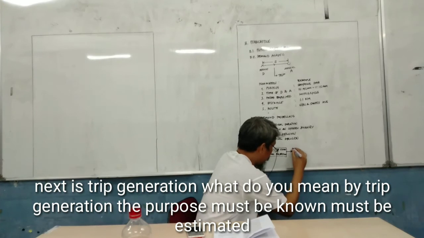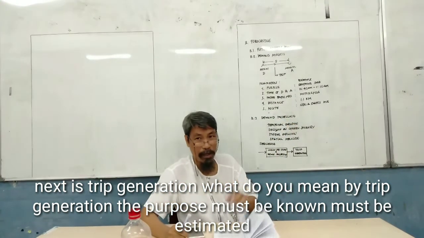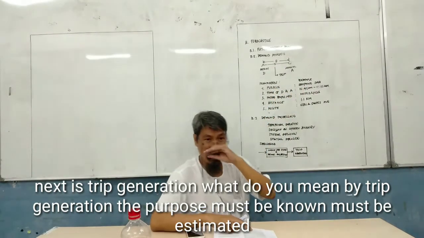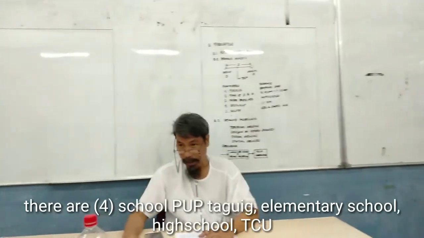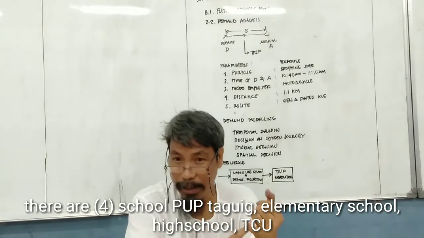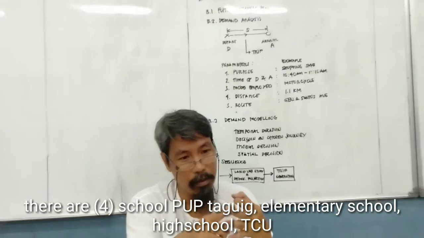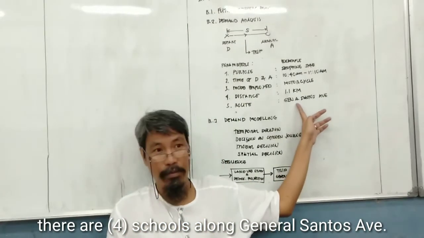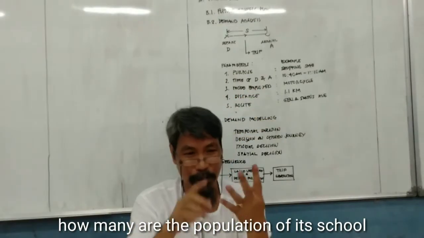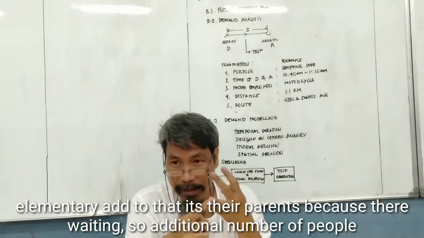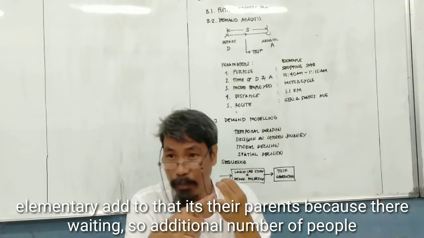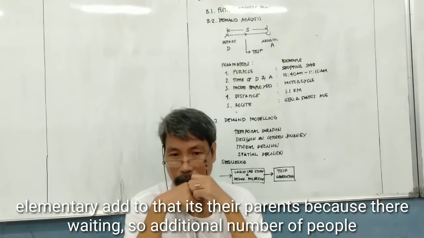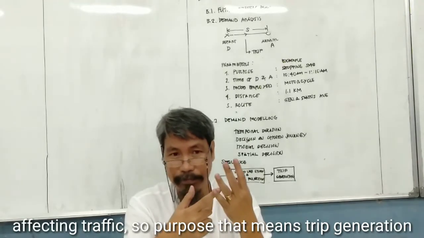So next is trip generation. What do we mean by trip generation? The purpose must be known, must be estimated. If there are four schools, PUP Taguig, elementary school, high school, TCU, there are four schools along Tierra del Santo Sabino. How many are the population of each school? Elementary, add to that is their parents, because parents are waiting. So, additional number of people affecting traffic.